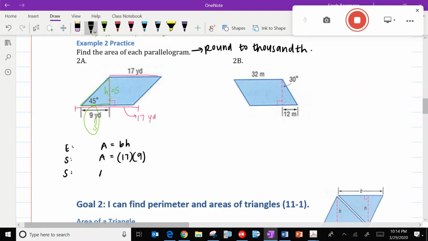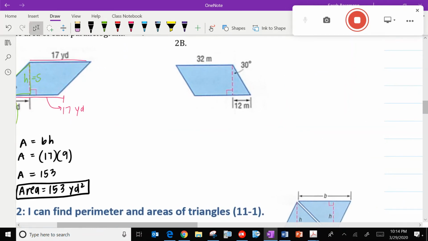Next is solve. To solve this, I do 17 times 9. That gives me 153. Answer plus, I give the area is equal to 153 yards squared.